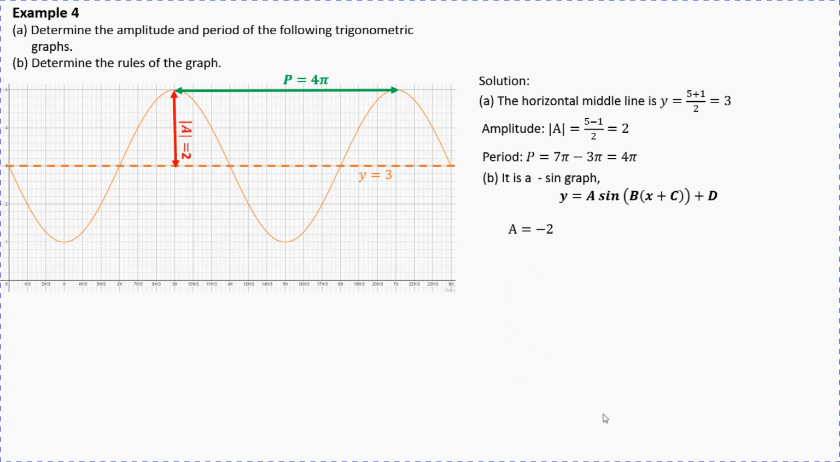And the B value: you got 4 pi there, so the period is 4 pi. So B should be 2 pi over period, so it should be a half. And C, of course, has no horizontal shift again. And D equals 3. Is that okay?